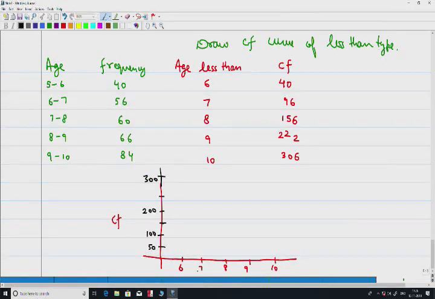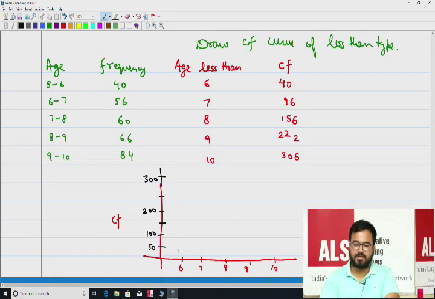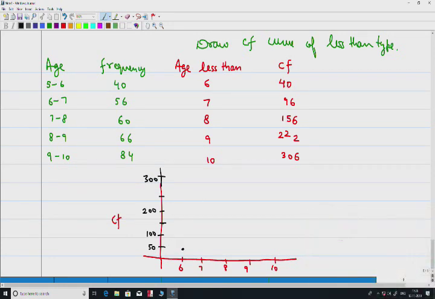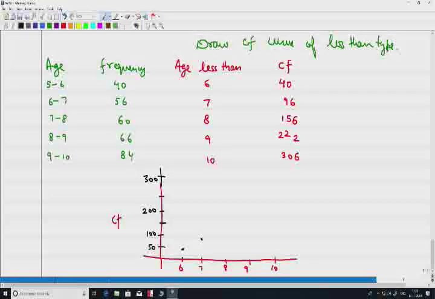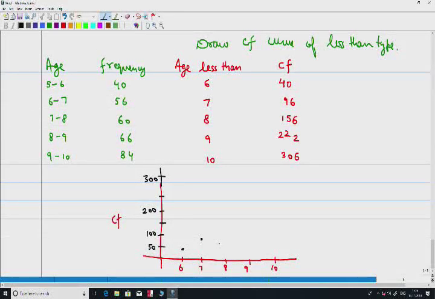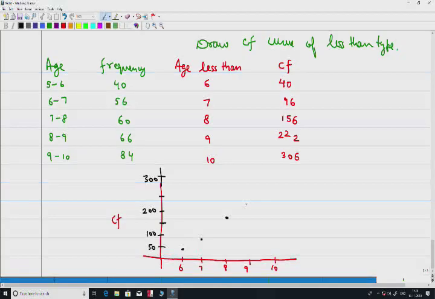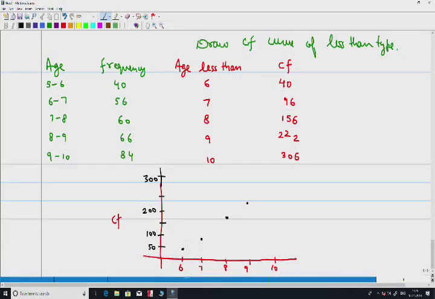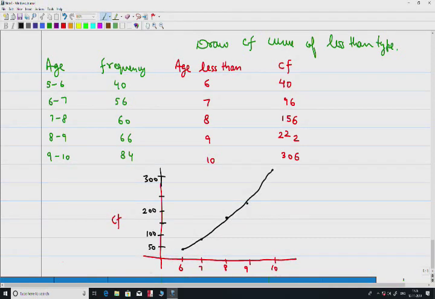So I have drawn somewhat like this: age less than, cumulative frequency. Then on 6 we have 40, on 7 we have 96, on 8 we have 156, on 9 we have 222, and on 10 we have 306. So now joining them with the free hand like this.